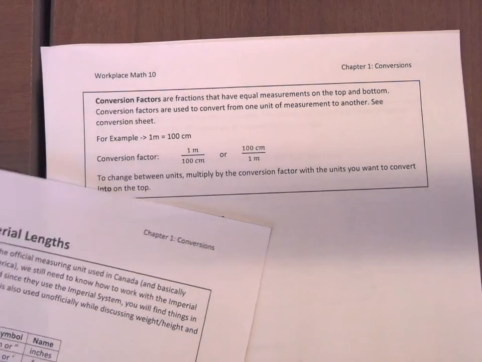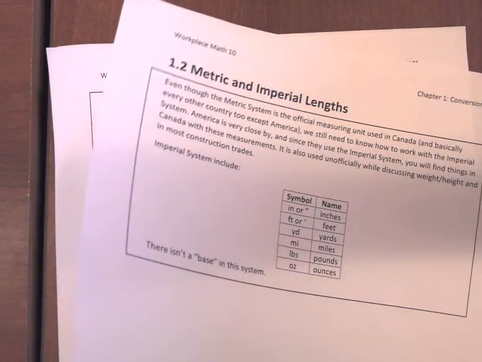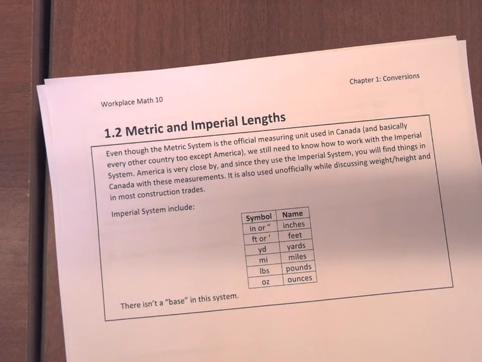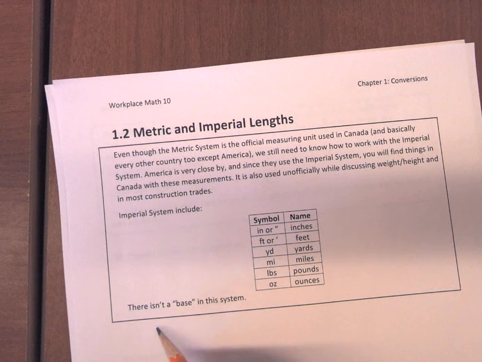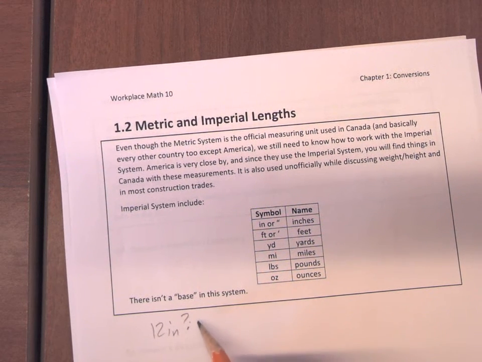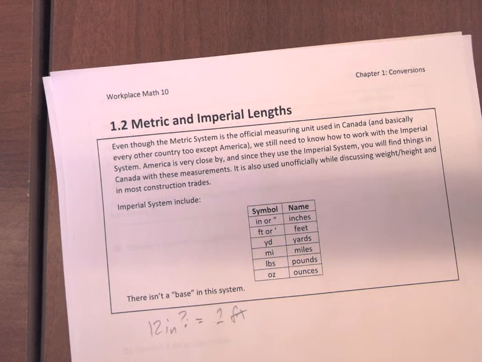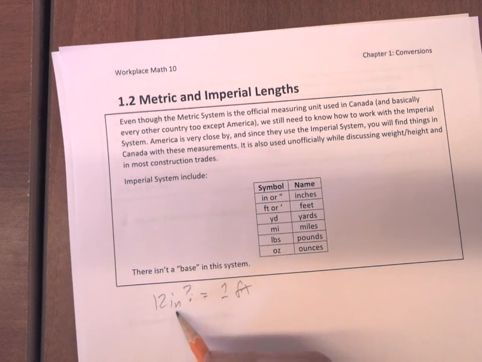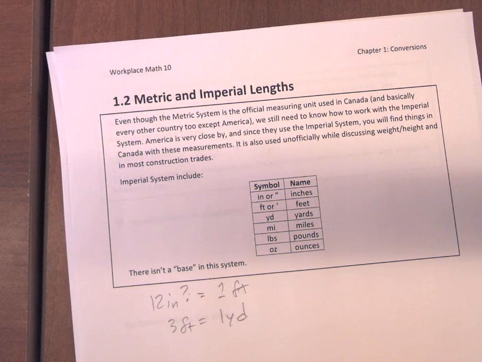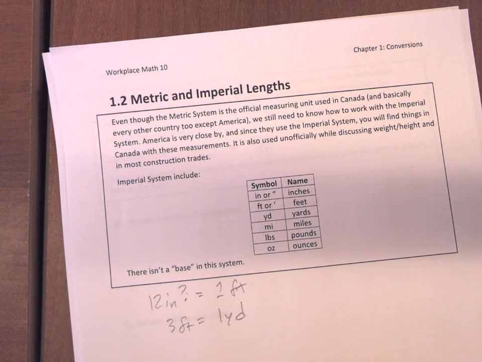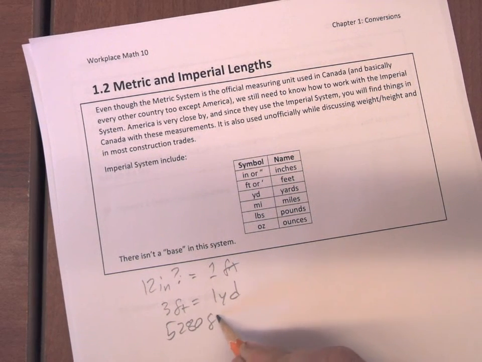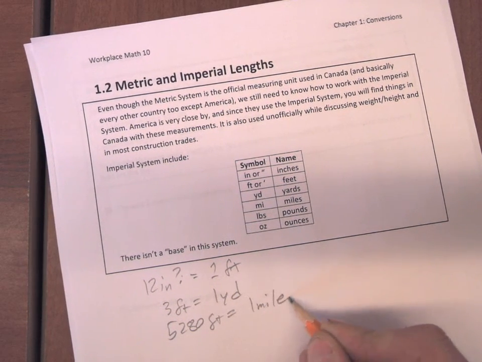So in that regard, you may have a question that asks you to figure out what 12 inches is. 12 inches is going to be equal to 1 foot. You're going to have 3 feet is equal to 1 yard. And 5,280 feet is equal to 1 mile. So it gets a little more complicated.